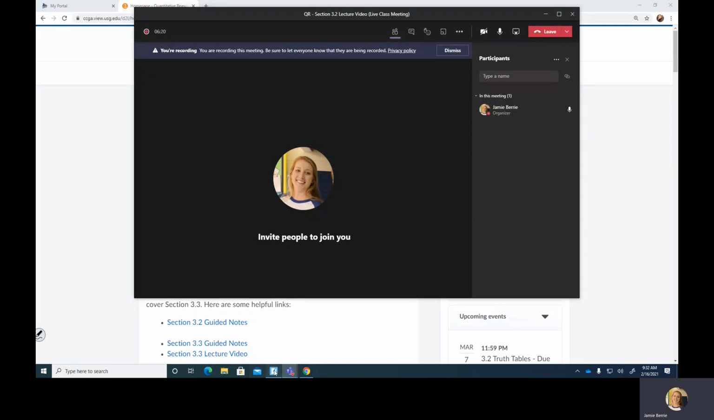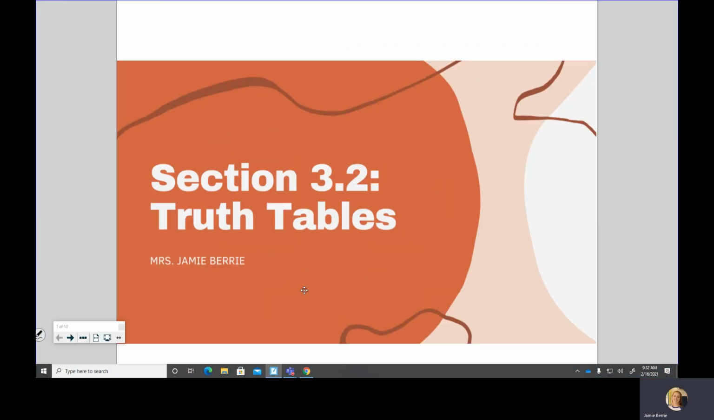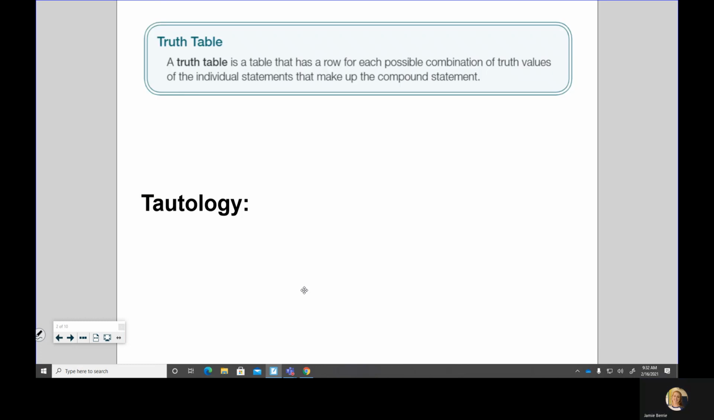All right. So today we're going to talk about section 3.2, which is truth tables. Truth tables are a way for you to determine whether a compound statement is true or false. So the definition of a truth table says that a truth table is a table that has a row for each possible combination of truth values of the individual statements that make up the compound statement.